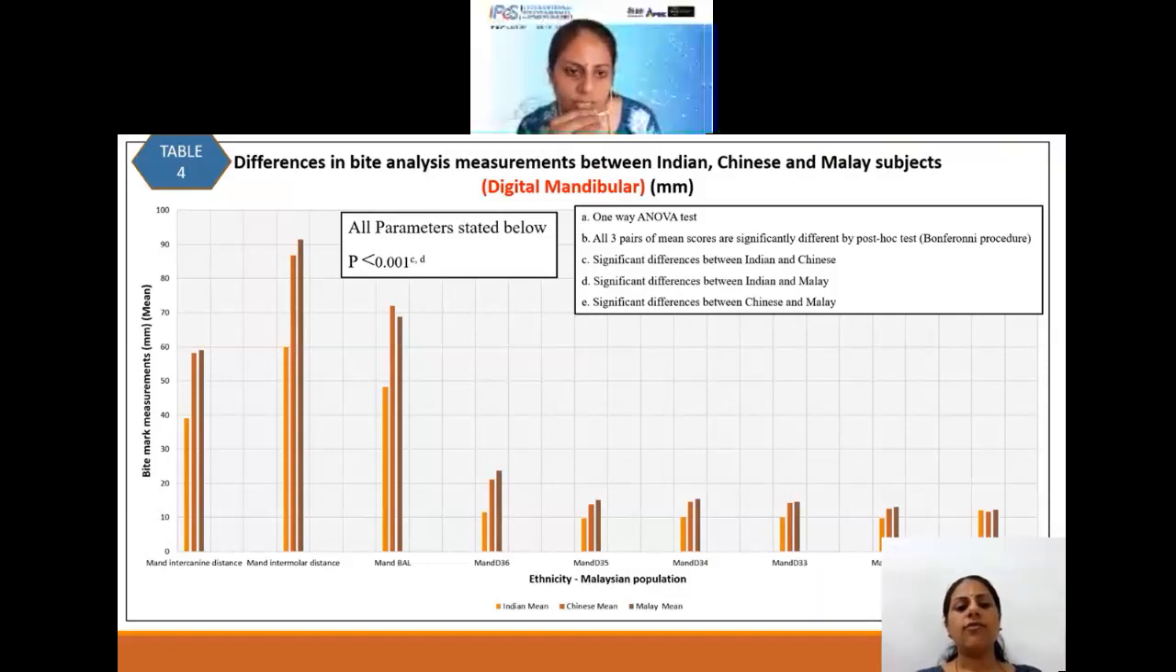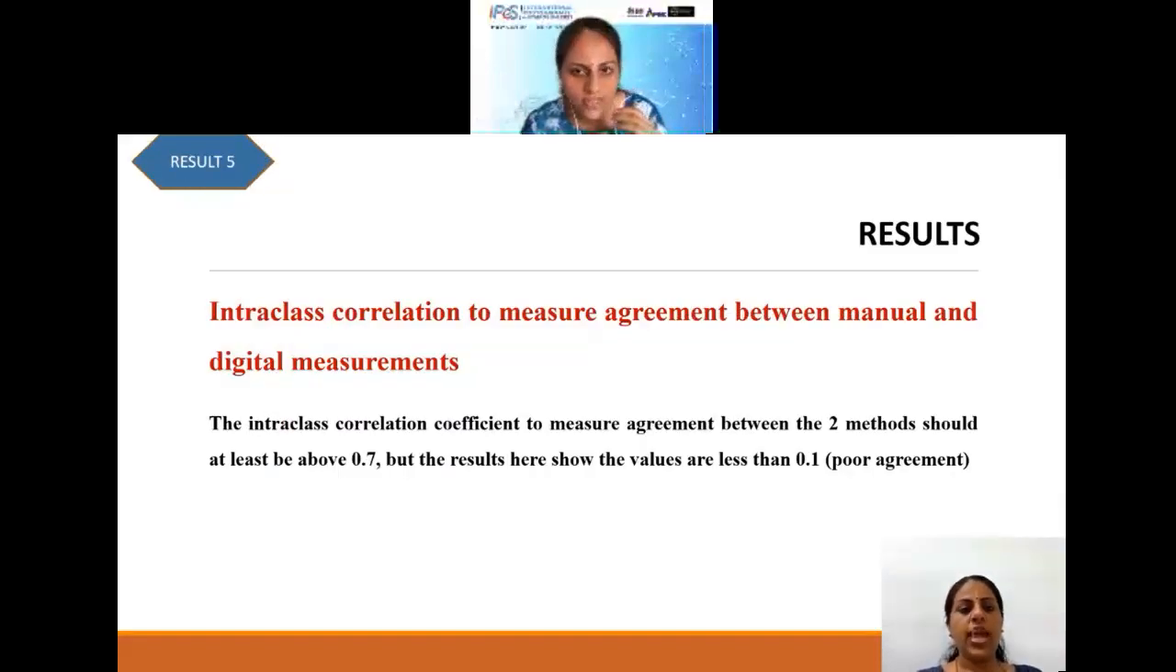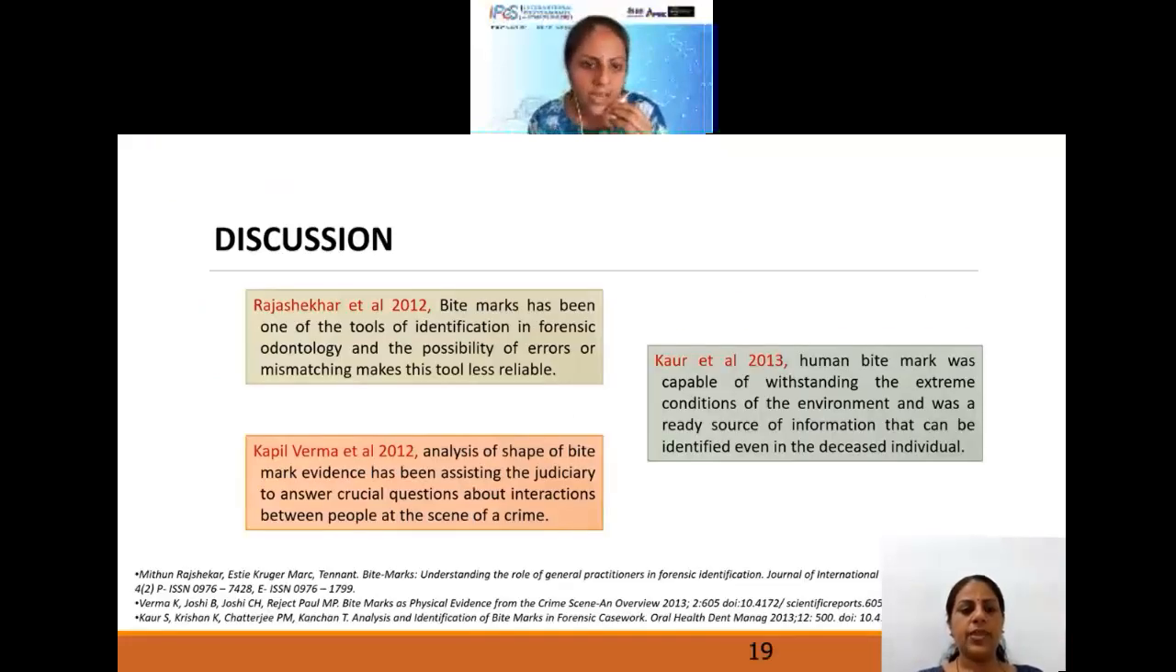So if you see, all the four tables have different teeth which are statistically significant, and some of them have overlapping parameters which are also statistically significant, and there are differences either between the Indian and Chinese, Indian and Malay, and Chinese and Malay population. And result 5 is where intraclass correlation has been done to measure the agreement between the manual and digital measurements. This correlation coefficient between the two methods has shown a poor agreement.